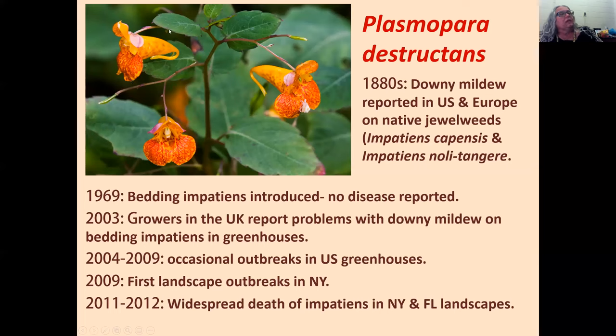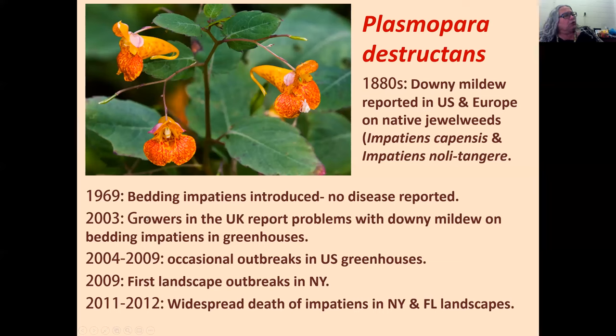What about the pathogen? Now, interestingly, this is a native pathogen to the United States. And in the 1880s, this downy mildew was reported on native jewelweeds, which if you've walked in the woods, you're familiar with jewelweed. Impatiens capensis, and in Europe, Impatiens noli-tangere. However, in 1969, when bedding impatiens was introduced to the US market, there were no diseases. Those plants were just fine.